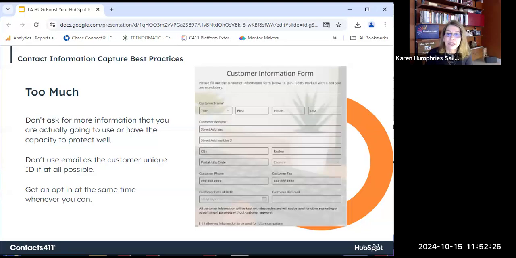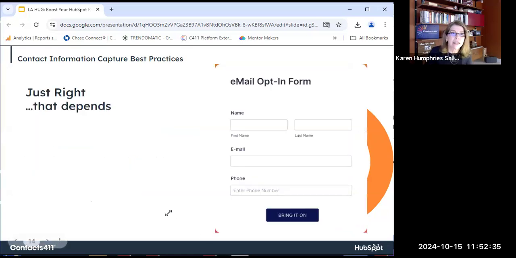Also, getting an opt-in is really important at the same time you're getting information. That's not too much, I don't think. I think that's a really important thing.